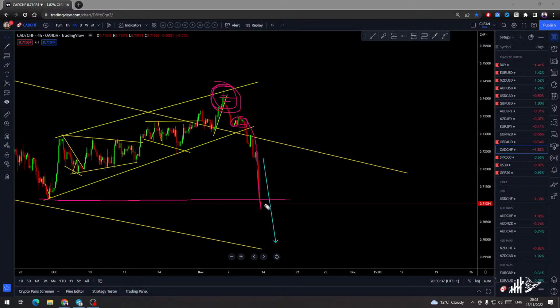Okay, and I will wait now for the correction and another leg lower. I still see some more downside. This is what you have to do. You have to wait for this. My traders will just hold this trade.